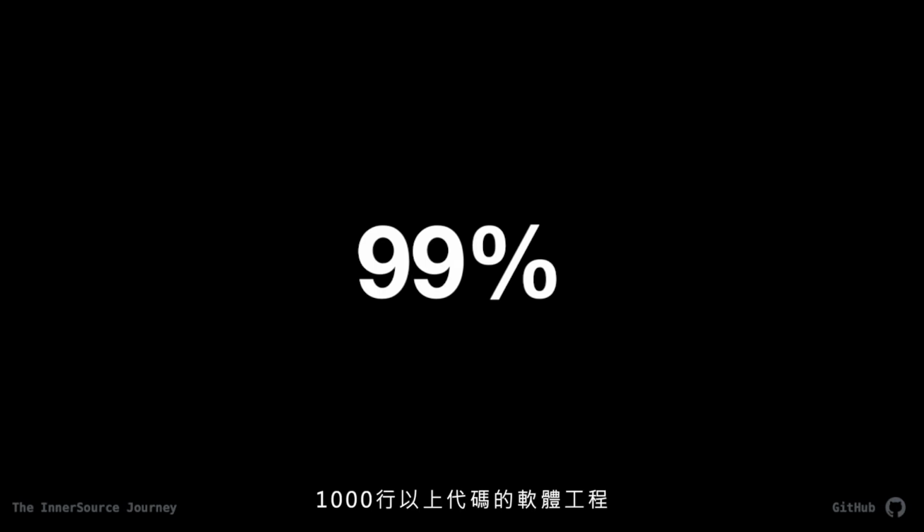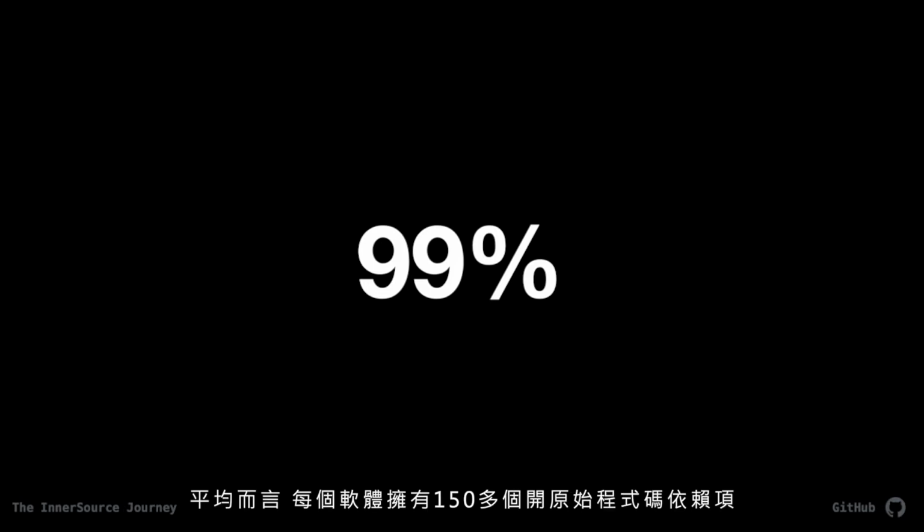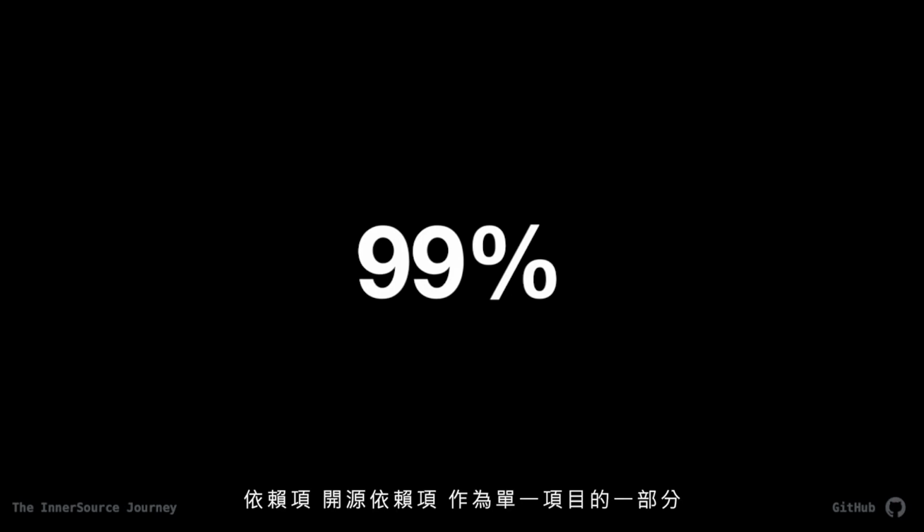99% of projects, this is all software projects that have over 1,000 lines of code in them, have at least one open source dependency within them. And if we look on average across all software that has open source in them, and you look at the dependencies that support those projects, on average, open source projects have over 150 open source dependencies as part of a single project.